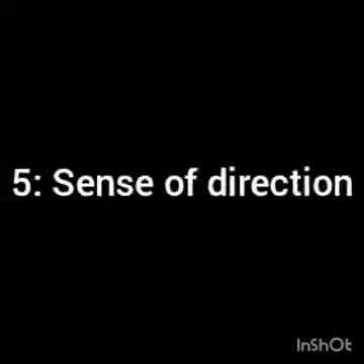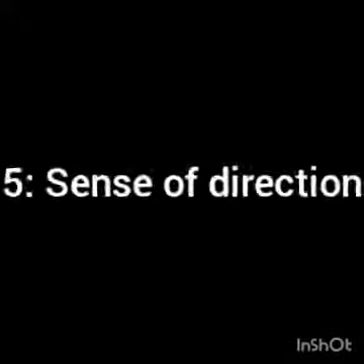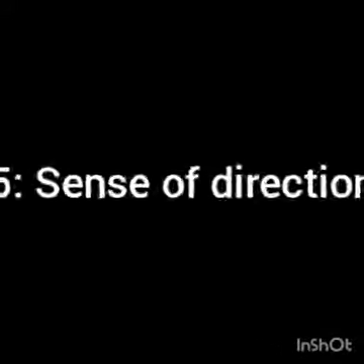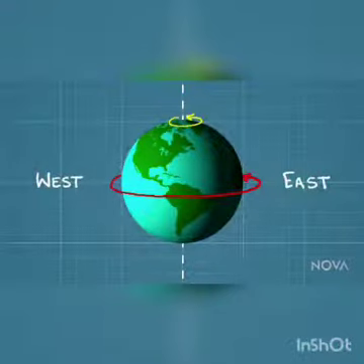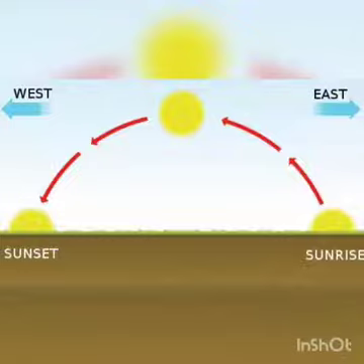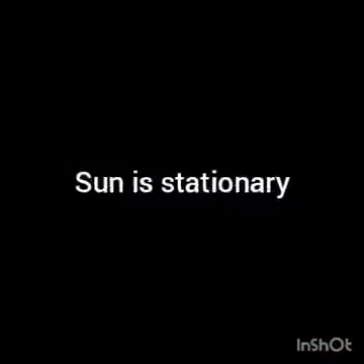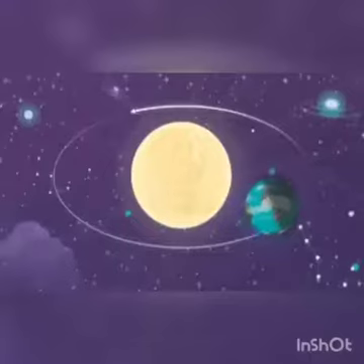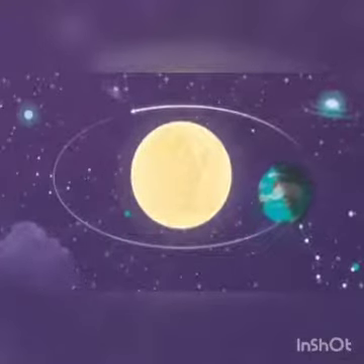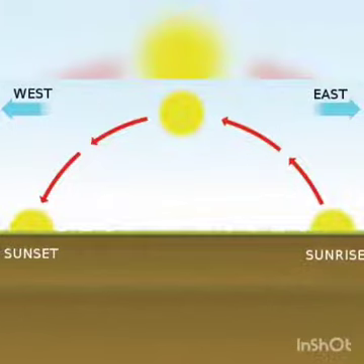Now the fifth point. Earth's rotation gives us a sense of direction. As we have already discussed, the Earth rotates from west to east, so we see the Sun and other heavenly bodies appear to rise in the east and set in the west every day. But the Sun is stationary and does not move. It is the Earth that is moving from west to east. So standing on the Earth, we feel the Sun and the Moon are moving east to west.